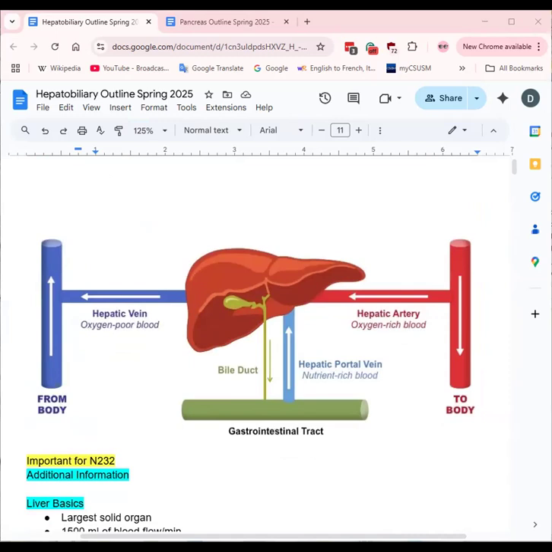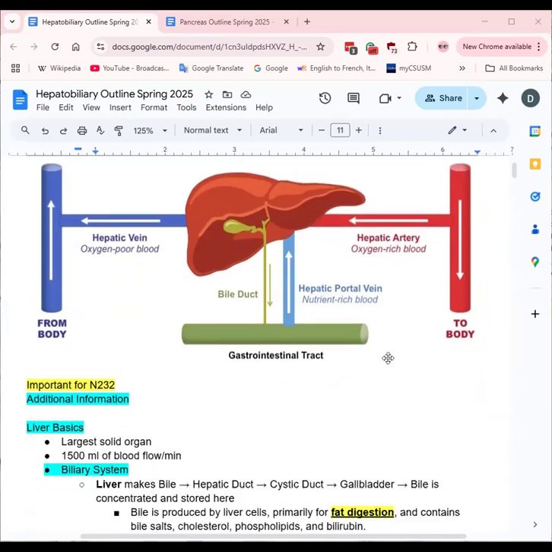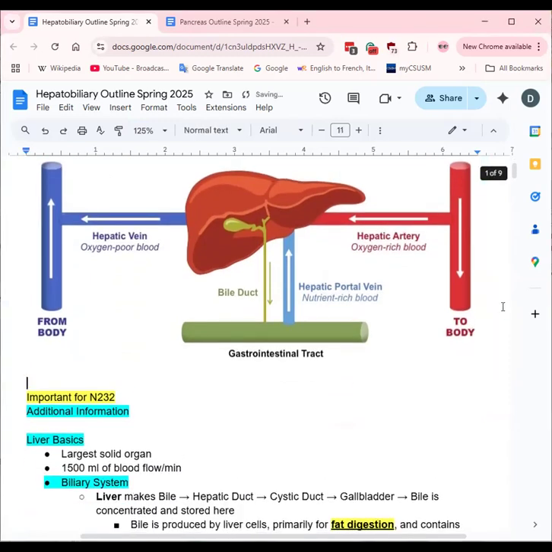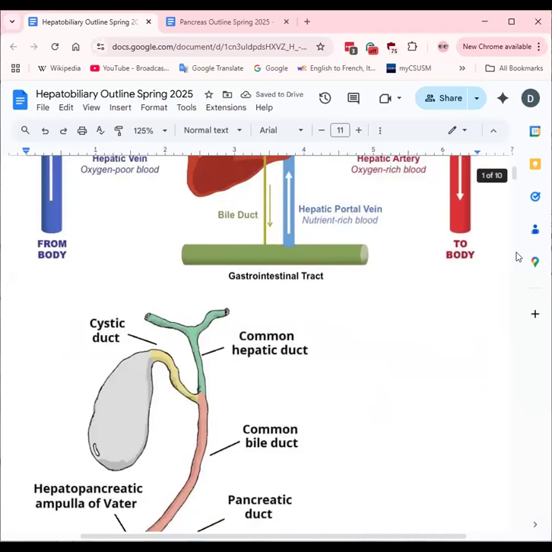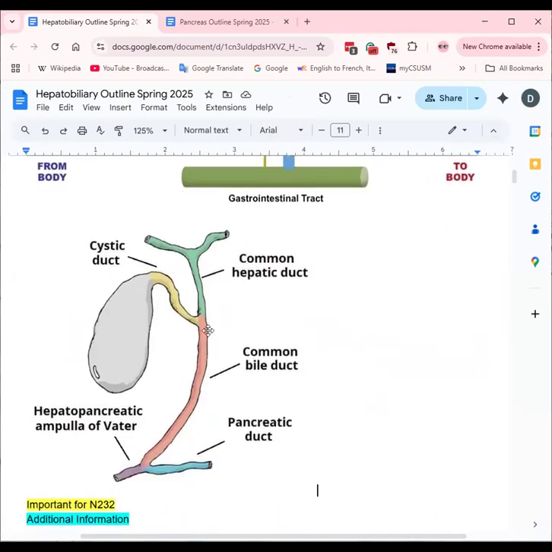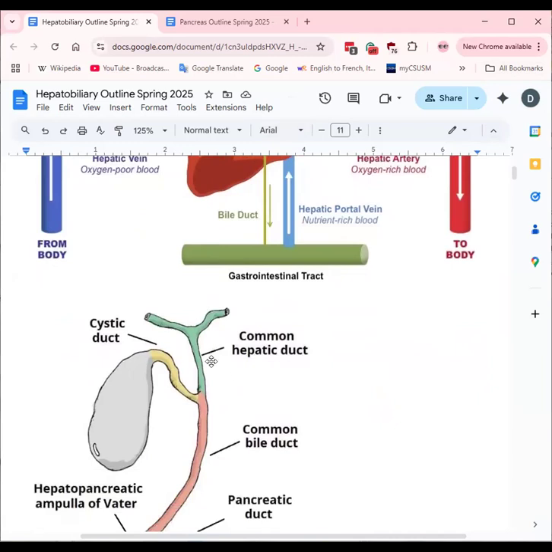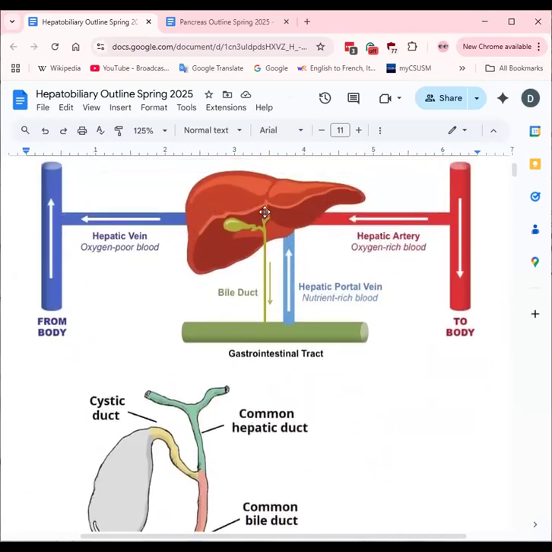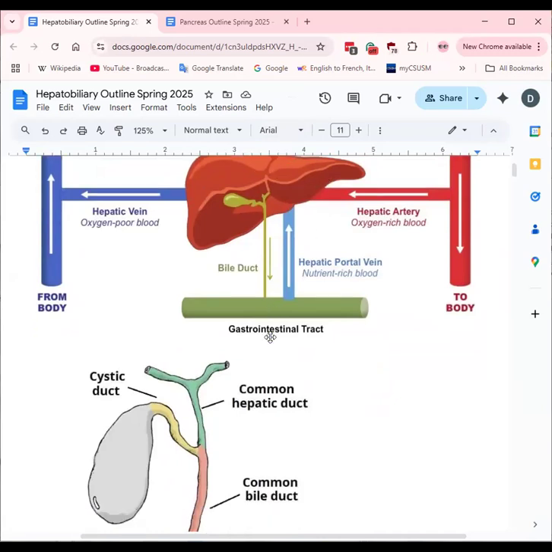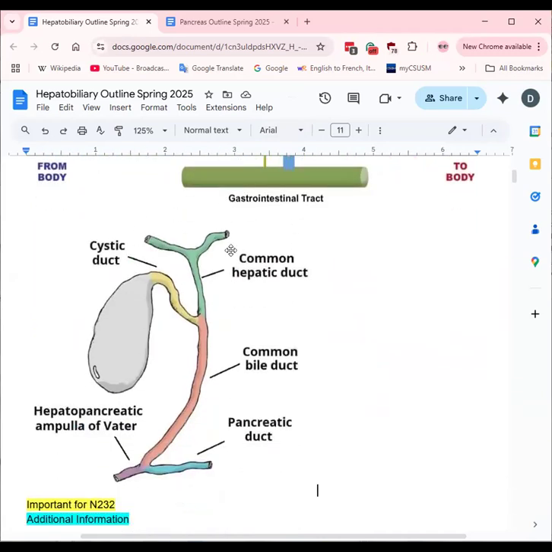So here is a really good picture I like. Going back and referencing both of these pictures, you have this bile duct, and this bile duct is this whole thing here. It makes its way to the GI tract eventually. But here we have what's called the common hepatic duct. That's what's going to be coming straight out of the liver, as you can see from the word hepatic.